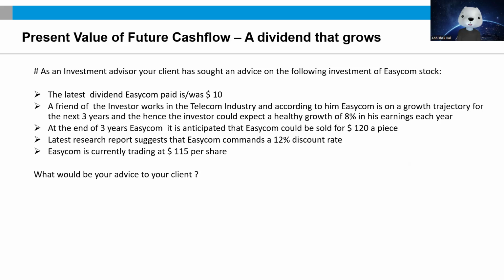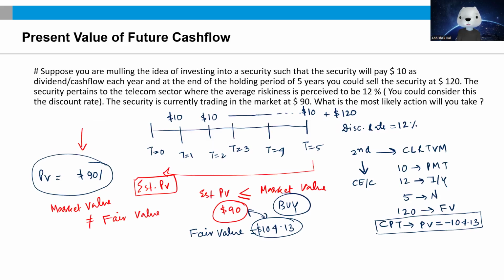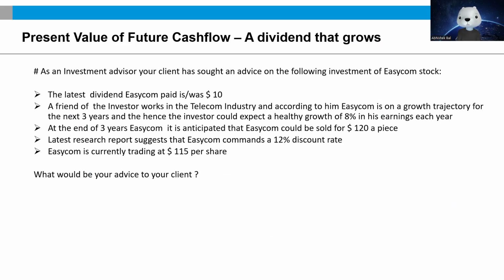A friend of the investor works in the telecom industry, and according to him, EasyCom is on a growth trajectory for the next 3 years, and hence the investor could expect a healthy growth of 8% in his earnings each year. At the end of 3 years, it is anticipated that EasyCom could be sold at $120 a piece. Latest reports suggest that EasyCom commands a 12% discount rate. EasyCom is currently trading at $115 per share. What would your advice be to the client?